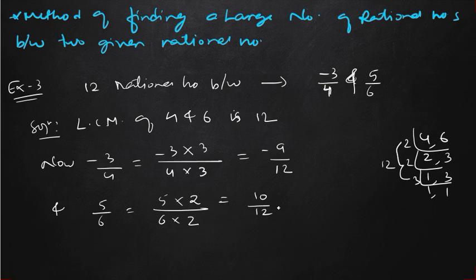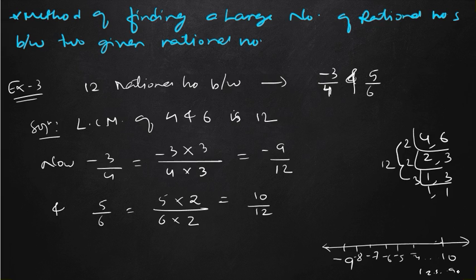So after that we can find the numbers. As the denominator is fixed, you can see the numerator. Obviously your 12, now minus 9 will be on the left side and 10 will be on the right side. So minus 9, minus 8, minus 7, minus 6, minus 5, minus 4, like this it will continue till 1, 2, 3, 4 up to 9 and 10. Okay, so we need to find those rational numbers.